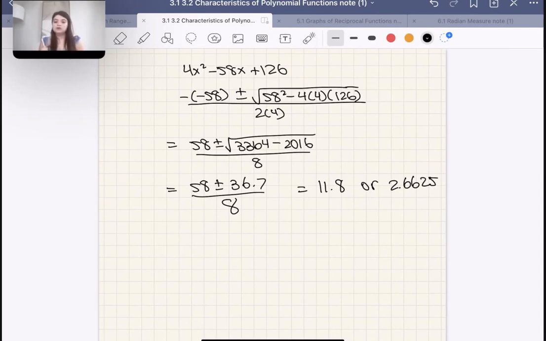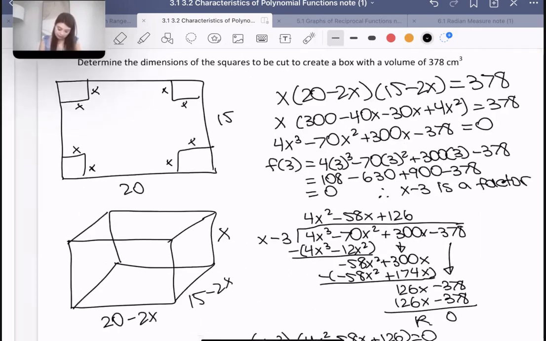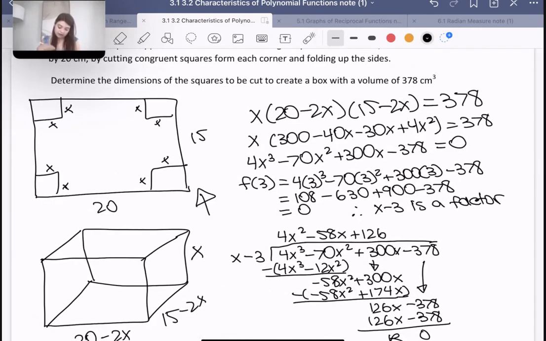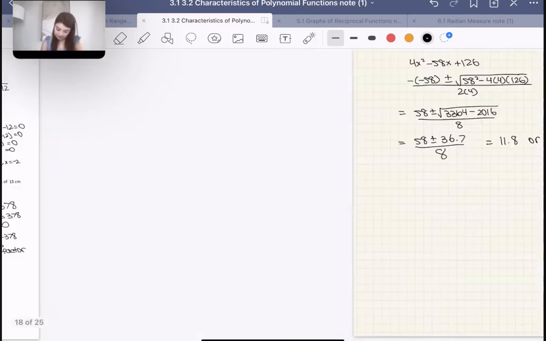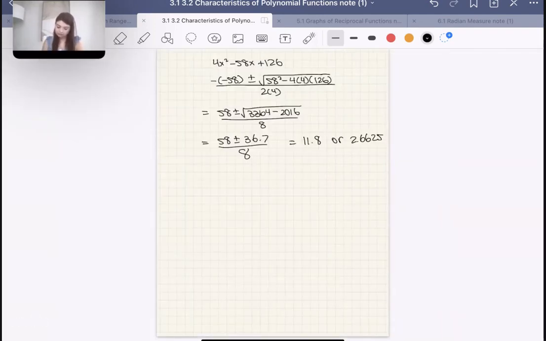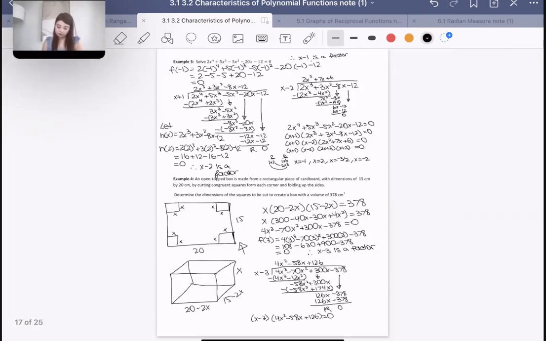So what are we going to do therefore? Well, 11.8 isn't applicable. If we look back at this picture, unfortunately, 11.8 is just not going to work here, right? Why not? Because if we had 11.8 here and 11.8 here, it just doesn't make any sense. The whole length is 15, so the two added together can't be 15 itself, or greater than that. And 11 point something plus 11 point something is going to be greater. Okay, now what about 2.6625? Well, that could work. And so could 3 as well.